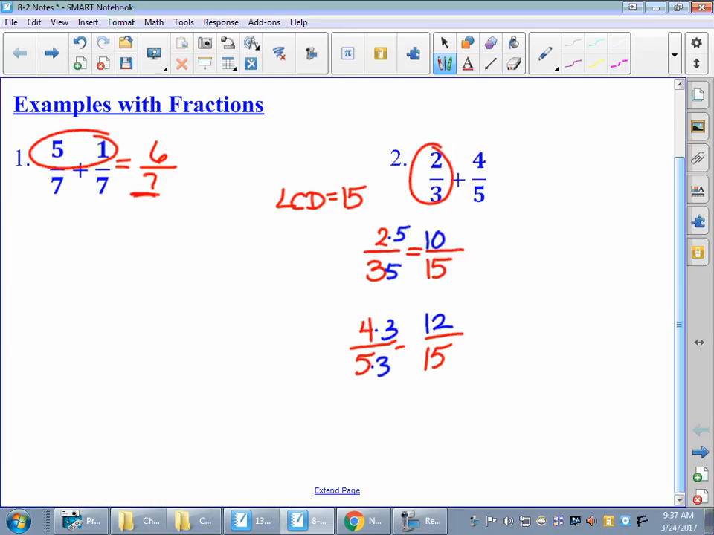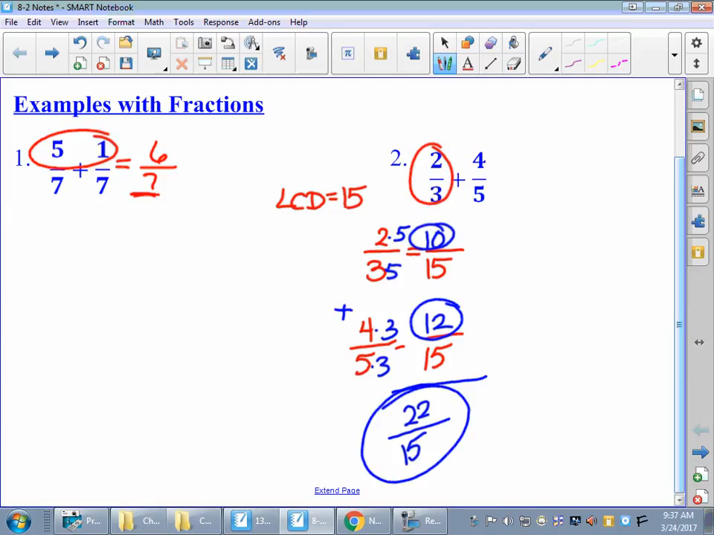So now that I have common denominators, if I want to add or subtract them, I would take the 10 and the 12, add those together, and keep the denominator. At this point, in the end, if I could simplify, if I could factor out a common factor, I would. Now, we've learned over time that we just leave it as 22/15. We don't change it to a mixed number, but you could.